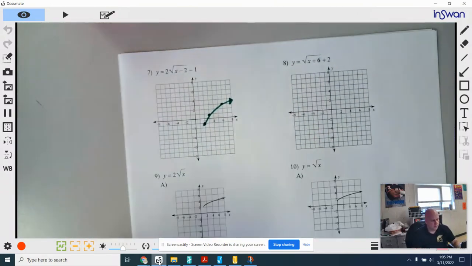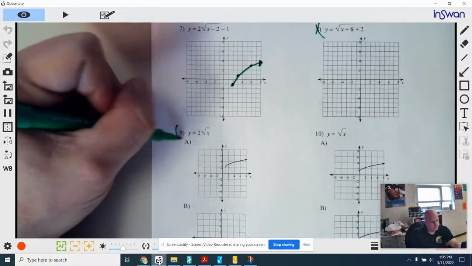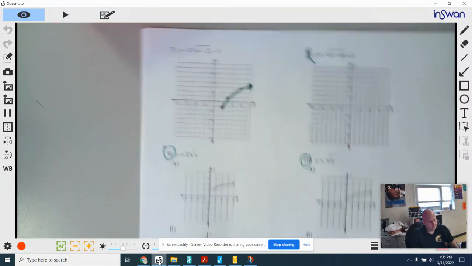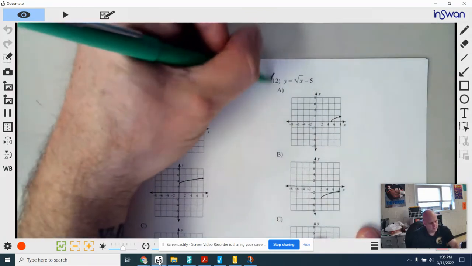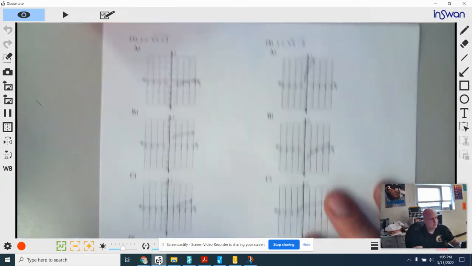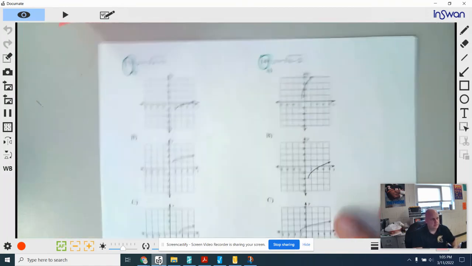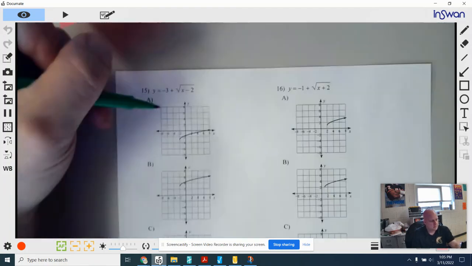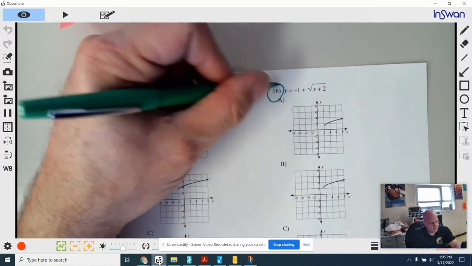Okay, we're also going to skip number 8 for the sake of time. So you guys now go ahead and solve number 9. Do number 10. Number 11. 12. 13. 14. 15. And last, 16.